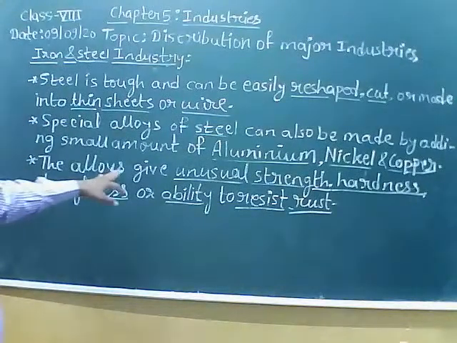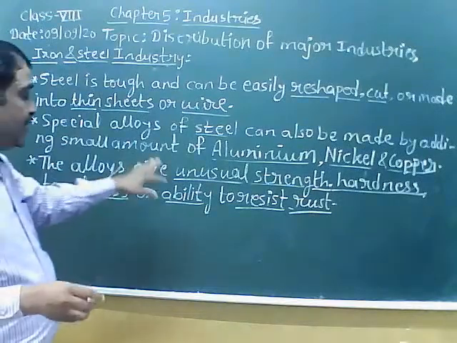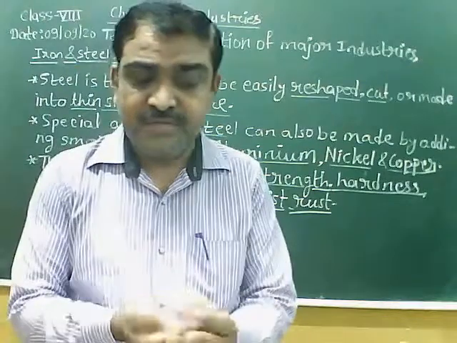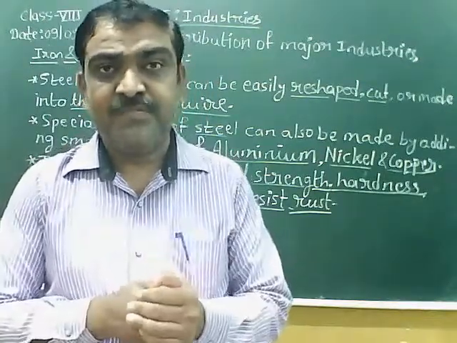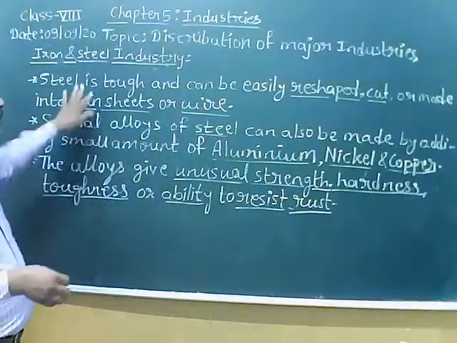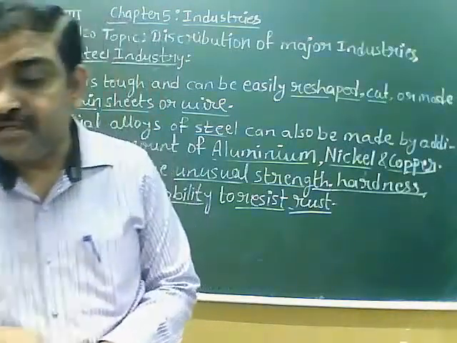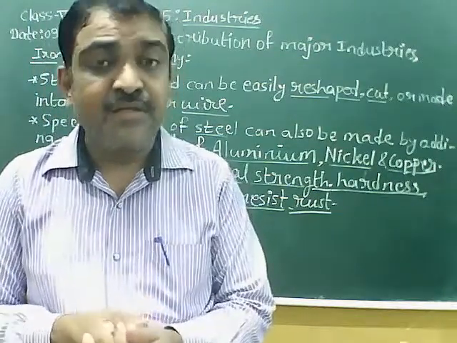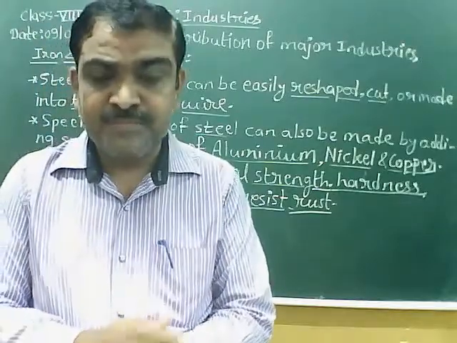So the alloys give unusual strength, hardness, toughness, as well as the ability to resist rust. Rust मतलब जंग नहीं लगना. So these are some of the characteristics of iron and steel, the product that we get from the iron and steel industry.